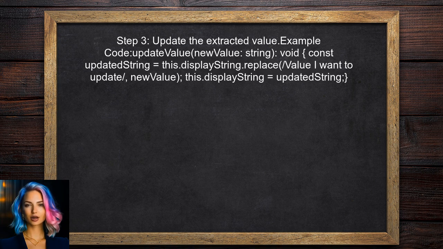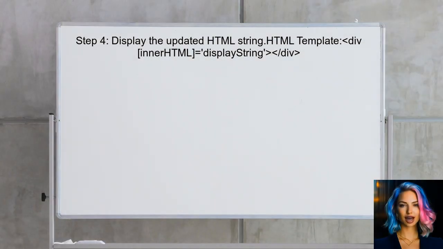After extracting the value, the user can update it as needed. They can create another method that modifies the extracted value and then updates the original HTML string accordingly. Finally, the user can display the updated HTML string in their component. They can use Angular's binding syntax to ensure the changes are reflected in the view.